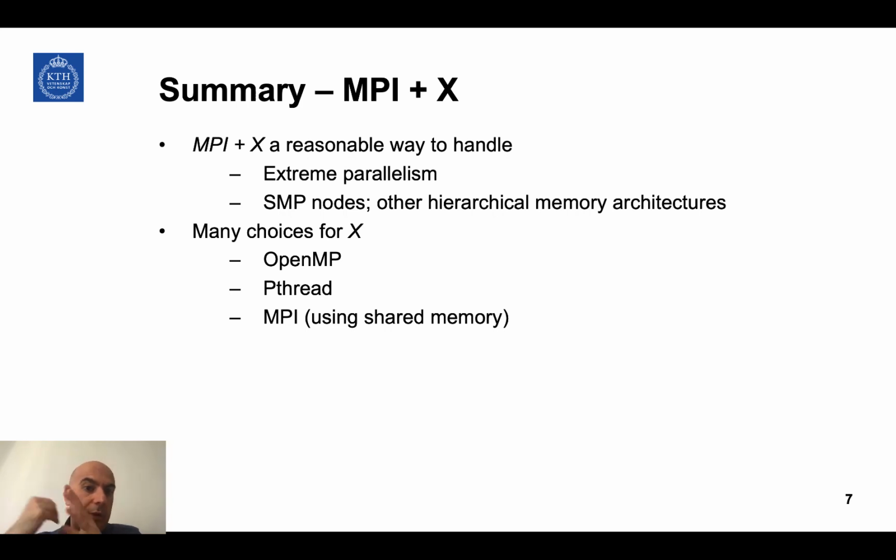So extreme parallelism calls for the MPI plus X model, but also if we are just programming shared memory nodes, other hierarchical memory architectures might need this MPI plus X. There are many choices for X. It can be OpenMP, it can be pthreads, but it can also be MPI itself using MPI shared memory.